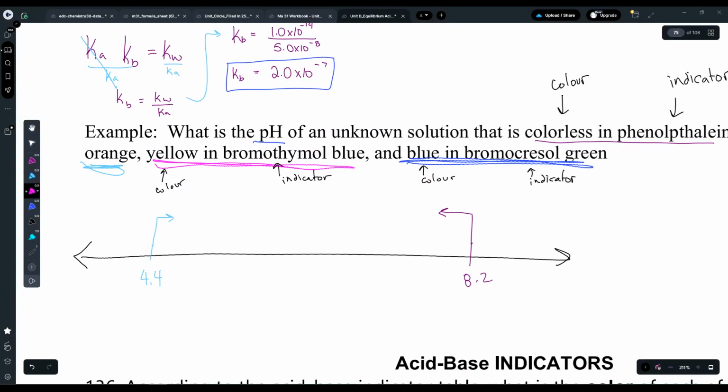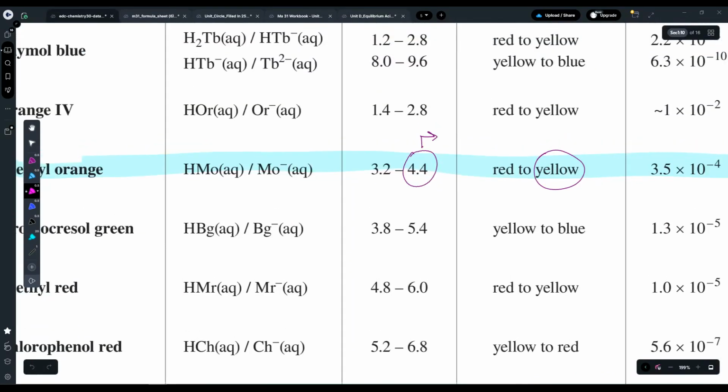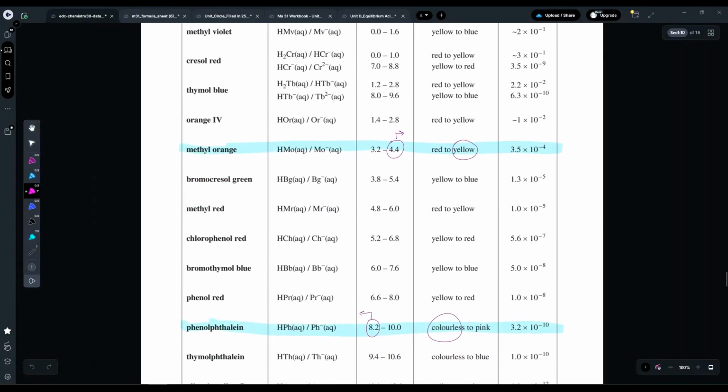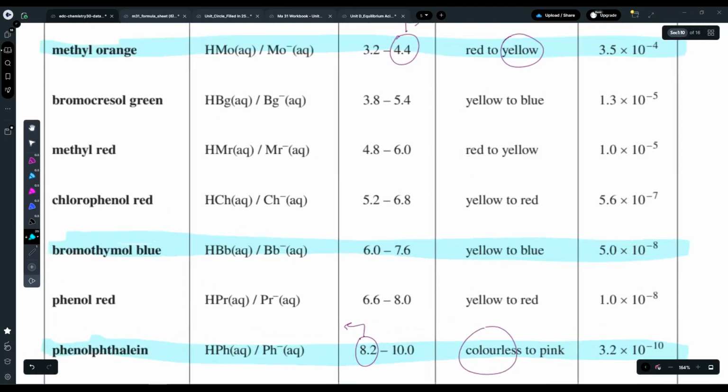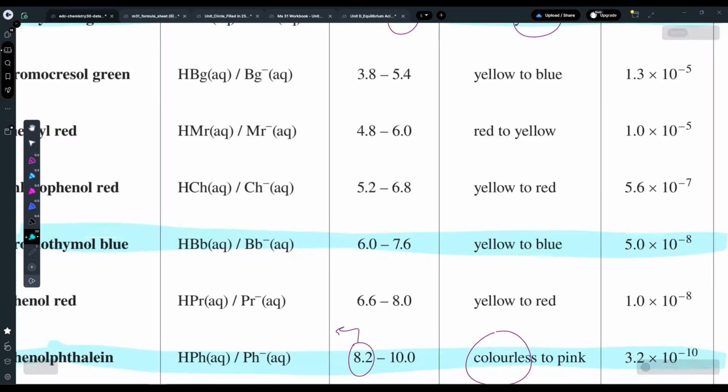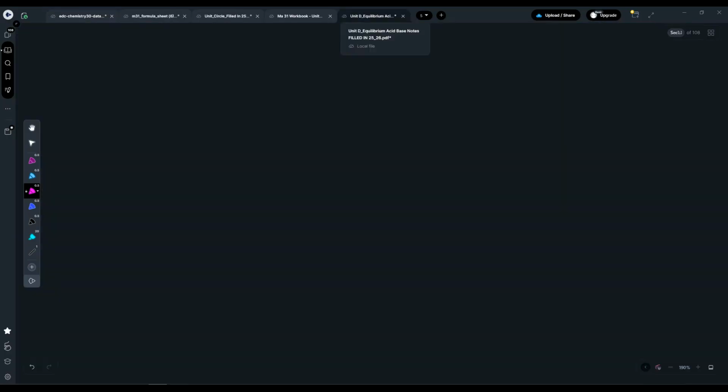For the next one, that's yellow in bromothymol blue. So let's find bromothymol blue. Yellow is the left-hand color, so it corresponds with the left-hand number. So at 6.0 and below, bromothymol blue is going to be yellow.